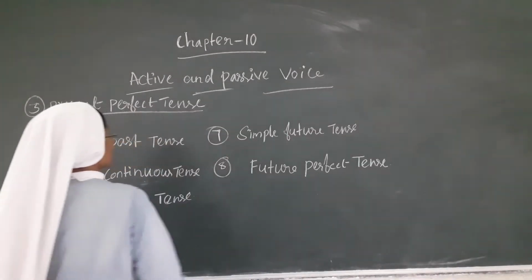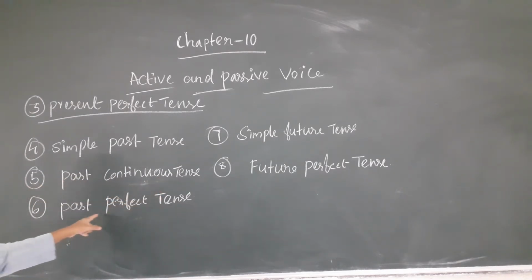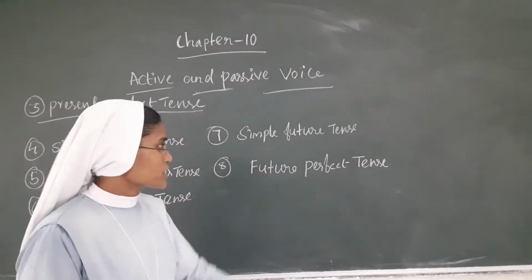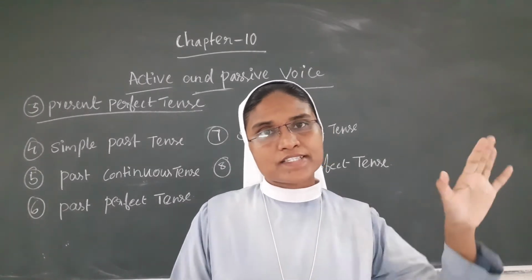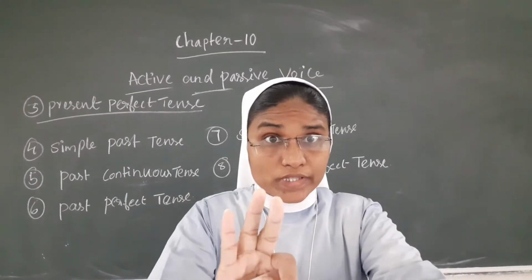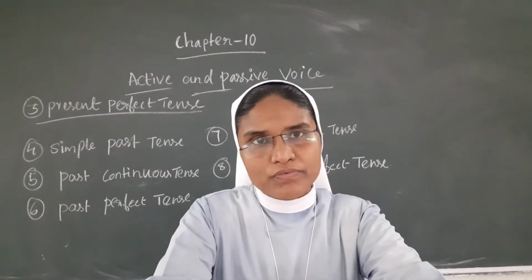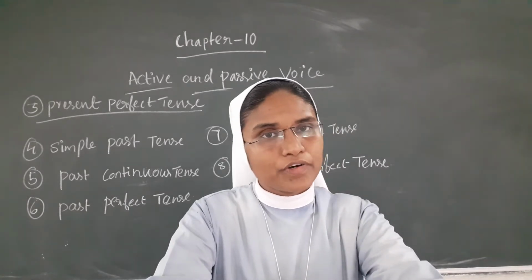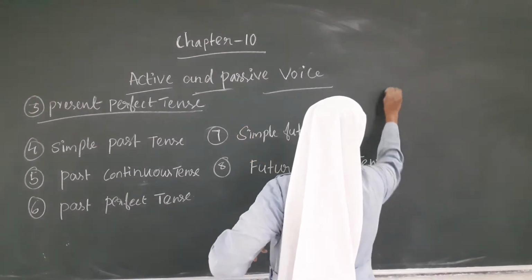The third one is present perfect tense, the fourth one is simple past tense, the fifth one is past continuous tense, the sixth one is past perfect tense, the seventh one is simple future tense and the eighth one is future perfect tense. Here you should know that there are 12 tenses. You already know there are 3 tenses: present tense, past tense and future tense. But each one has 4 forms. Already we have learned the tenses. 4 forms each means altogether there will be 12 forms in the tenses.